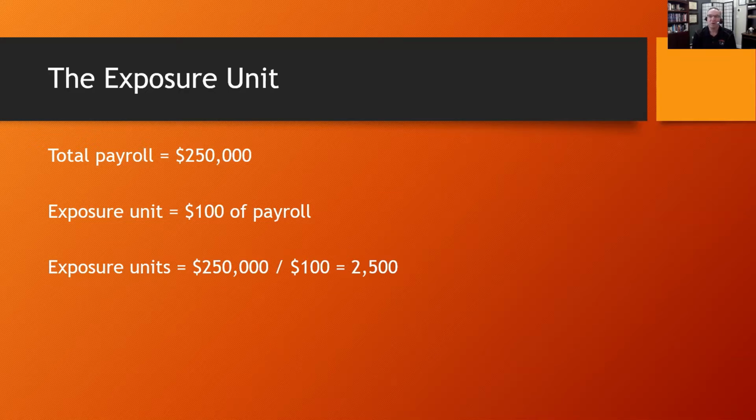Conversely, if we look at automobile insurance, the exposure unit is expressed as car months or sometimes as car years. So one car insured for a year is one car year or 12 car months, depending on whether you're using a unit of car years or car months.